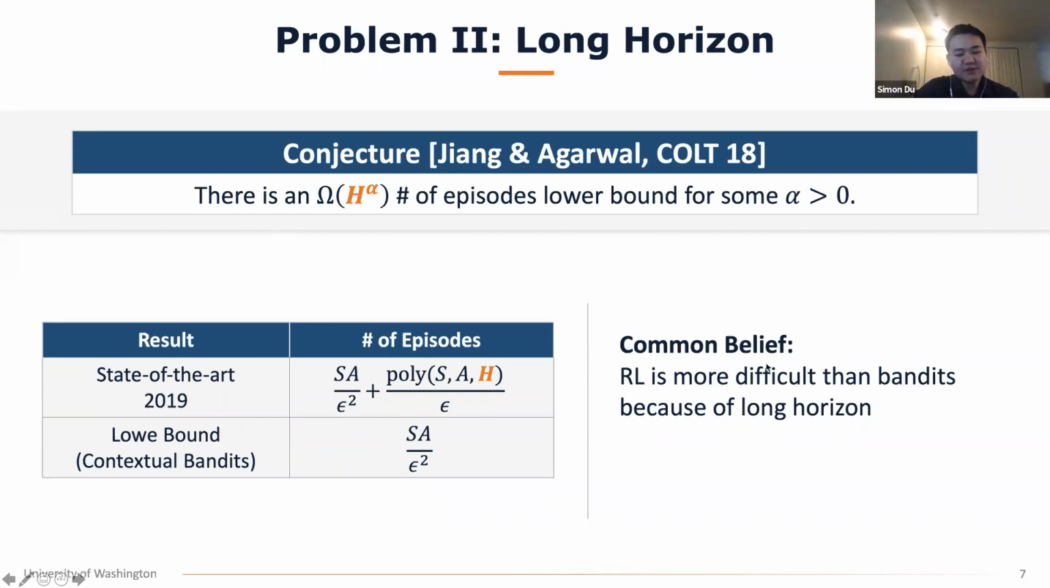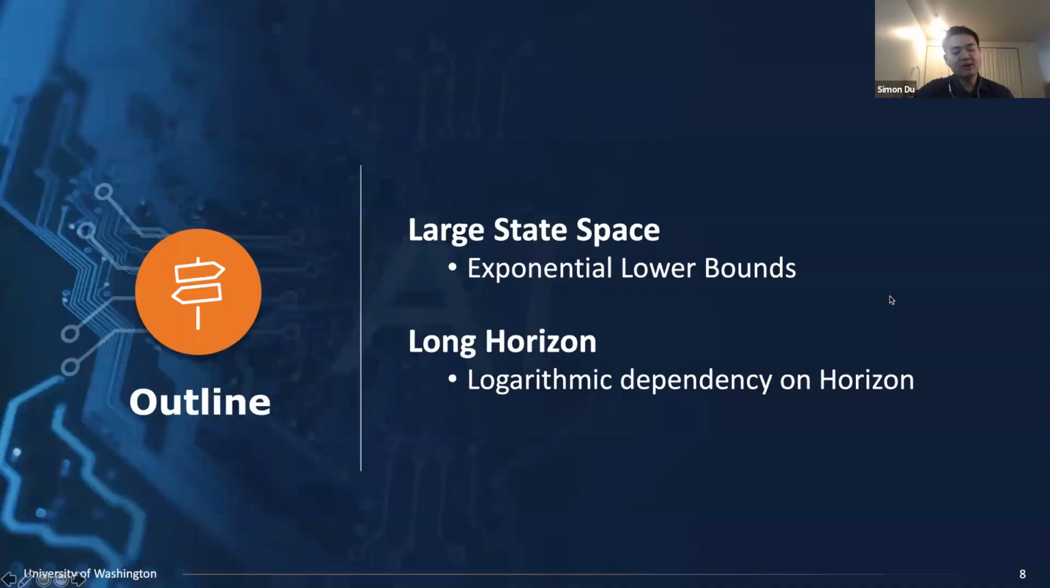And more conceptually, people often believe reinforcement learning is more difficult than contextual bandits because you need to plan over a long horizon. Because people believe reinforcement learning is fundamentally harder, you should believe there's actually some lower bound that can separate these two. So that's why they believe in their open problem there's a lower bound. However, today I'll show you this lower bound is not true. We will refute this conjecture. Okay, so let's begin with the first problem about large state space.